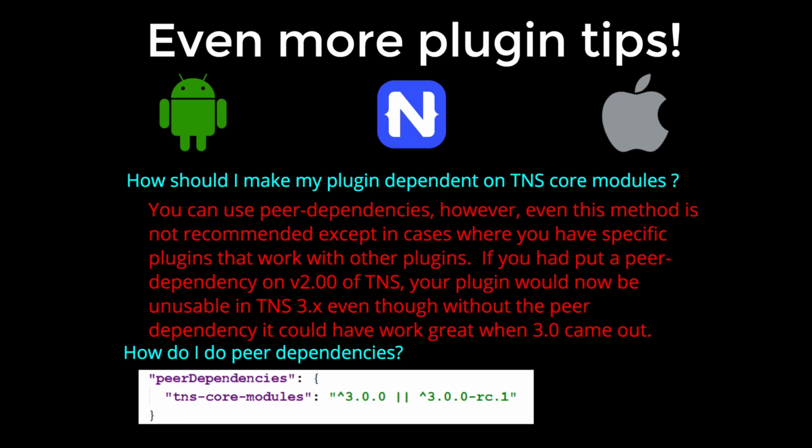If you want to lock your plugin to a specific version of TNS core modules, what you want to do is use the peer dependencies key. With that key, you can actually say that this plugin needs a peer of TNS core modules of a specific version or a specific set of versions.